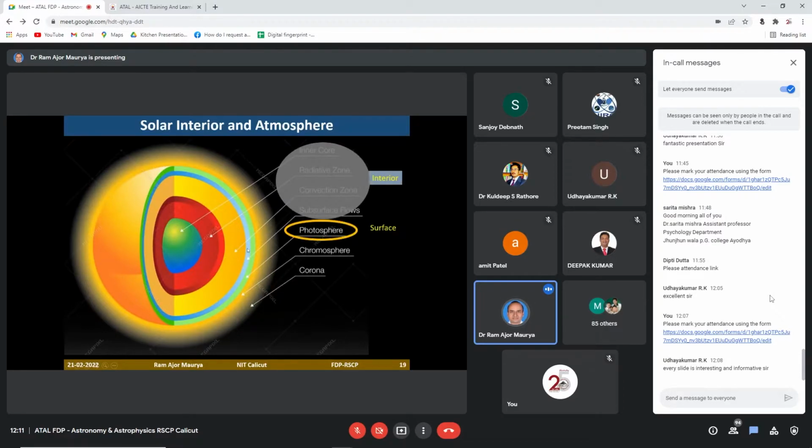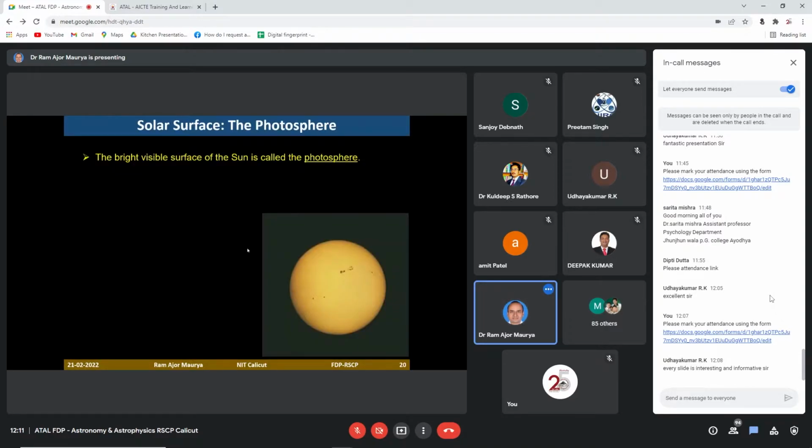Then we have the surface, the photosphere. So you can see this is the surface of the sun, and on that we have some dark patches. They are called sunspots. The surface is called the photosphere. Photosphere means it is the sphere of photons. That's why it has this name, photosphere. It is the sphere of photons.